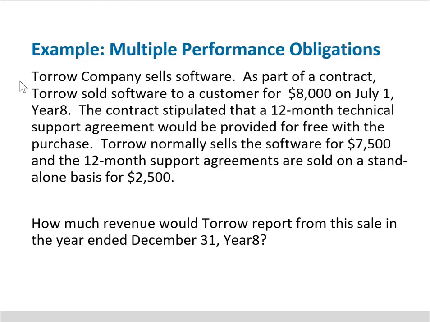We also have some information about the software and how they normally sell it, and the fact that they also sell that 12-month technical support on a standalone basis. When they sell just the software, they sell it for $7,500, and when they sell just the support agreement, it's sold for $2,500. The question we're asking here is, how much revenue should Toro report in their income statement for the year ended 12/31 of year 8?